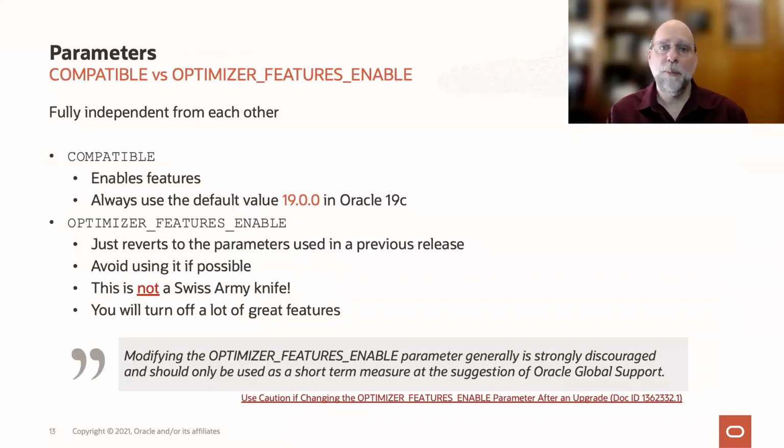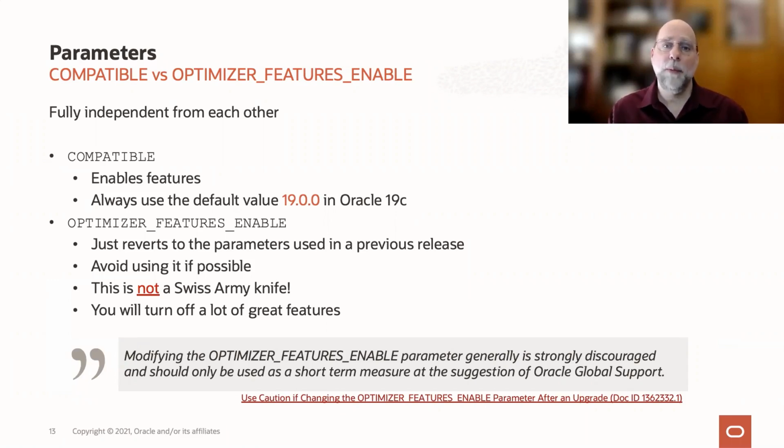Now, when it comes to upgrade, kind of the king of all parameters is compatible. And it's worth talking about the compatible parameter and optimizer features enable when it comes to performance. Now, you might think that compatible will govern optimizer behavior, and that's a common misconception. Many customers think that if they leave compatible at 11.2.0.4, they won't see any query plan changes, for example. And actually, that's not true.